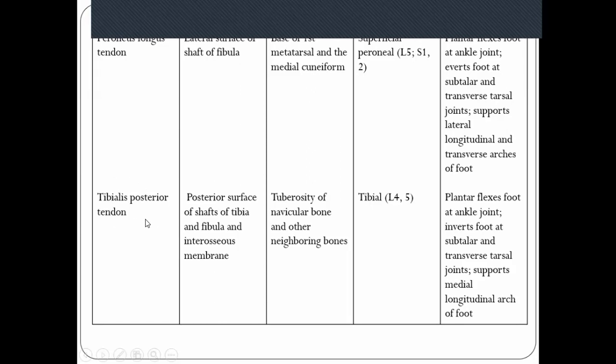The tibialis posterior tendon is attached to the tuberosity of the navicular bone and other neighboring bones, and is supplied by the tibial nerve. It helps in plantar flexion of the foot at the ankle joint and inversion of the foot at the subtalar and transverse tarsal joints. So remember, the peroneus longus tendon everts the foot and the tibialis posterior tendon inverts the foot. Tibialis posterior tendon also supports the medial longitudinal arch.